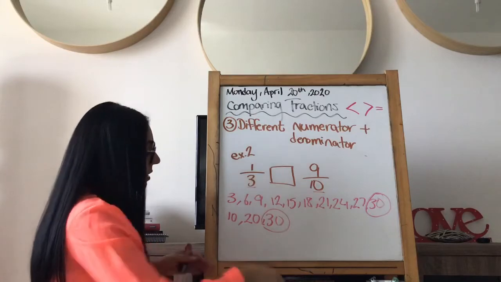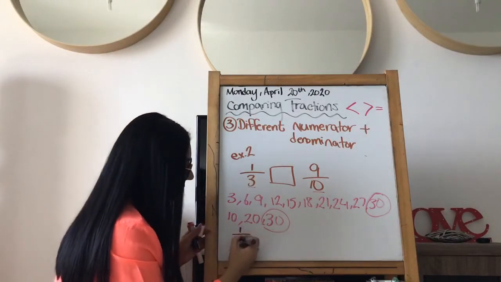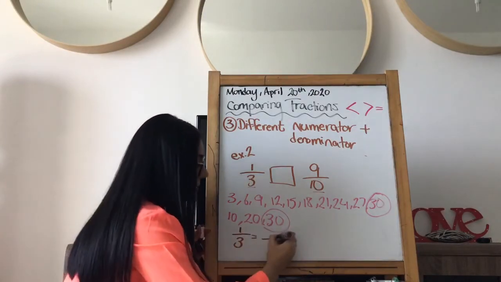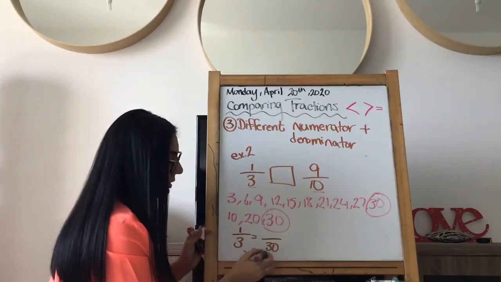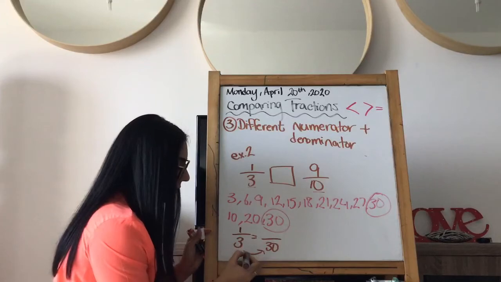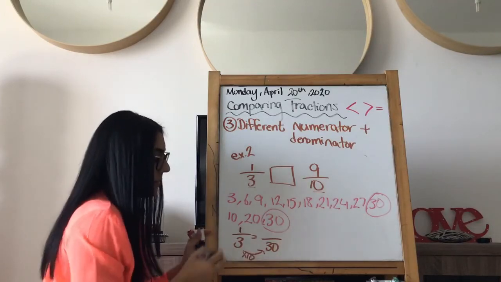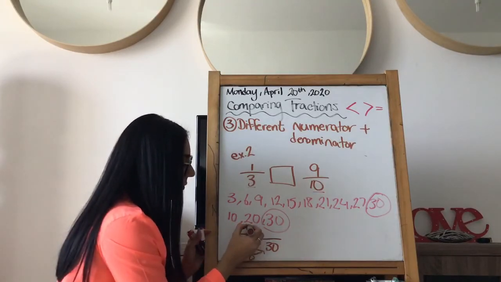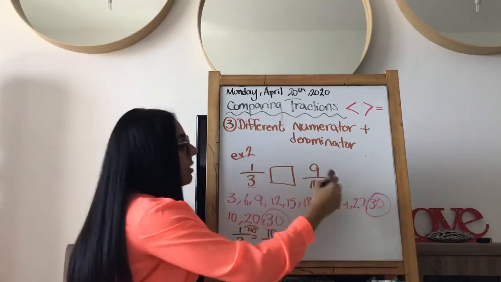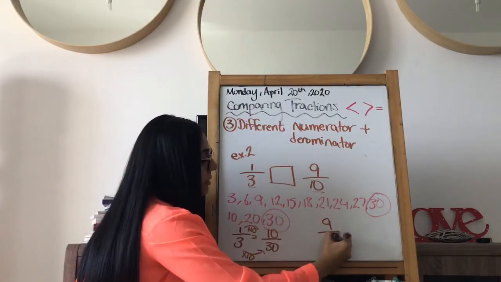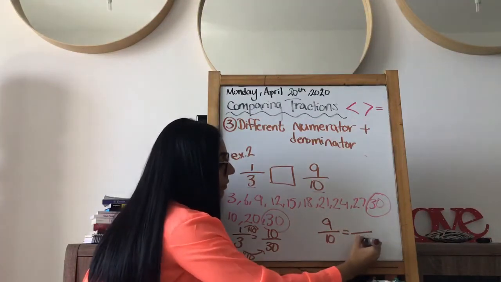Then we do the same thing. 1/3 is equal to something over 30. Let's do that first. So 3 times what is 30? 3 times 10 is 30. That means I have to do it to the top. 1 times 10 is 10. Then do the same thing here. 9 over 10 is equal to something over 30.